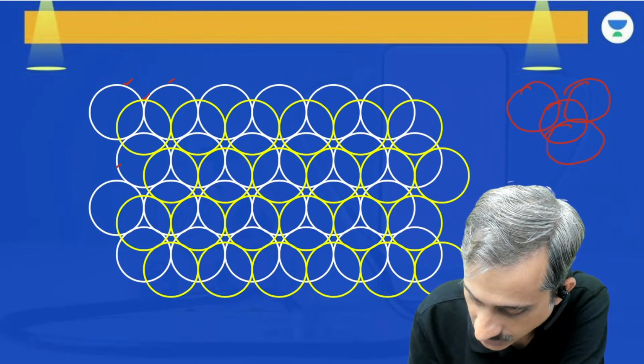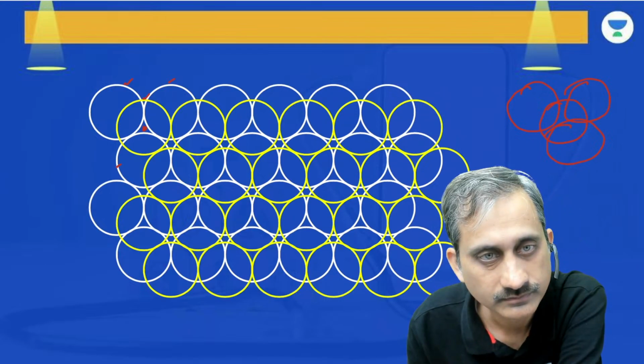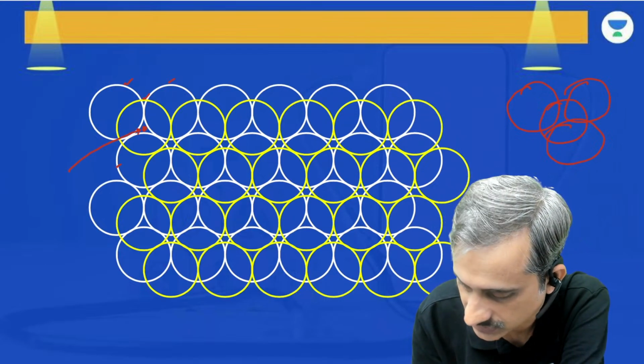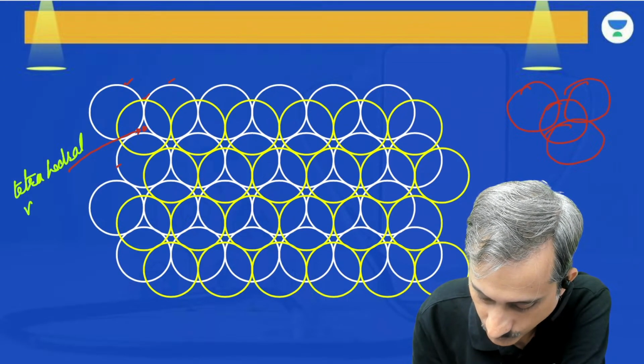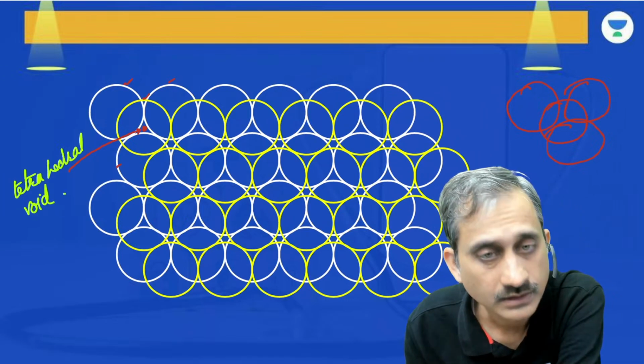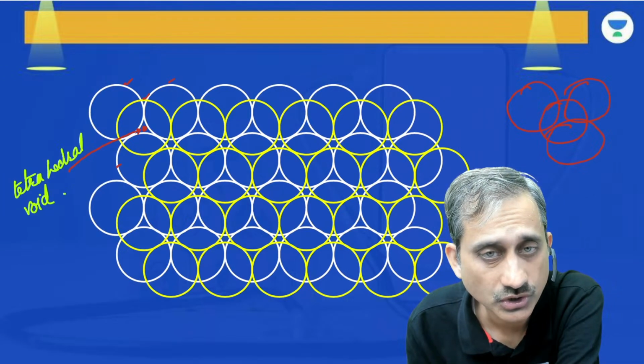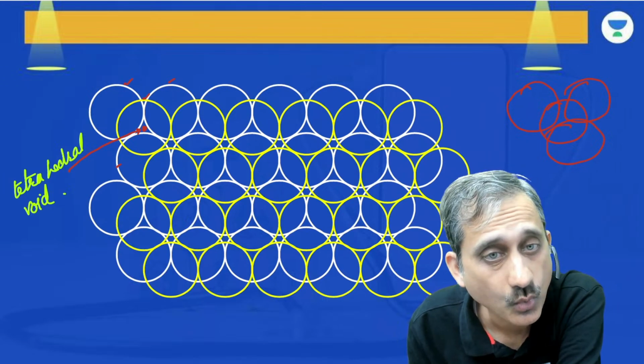Okay. Now this particular position is called a tetrahedral void. Clear? This particular position is called a tetrahedral void.